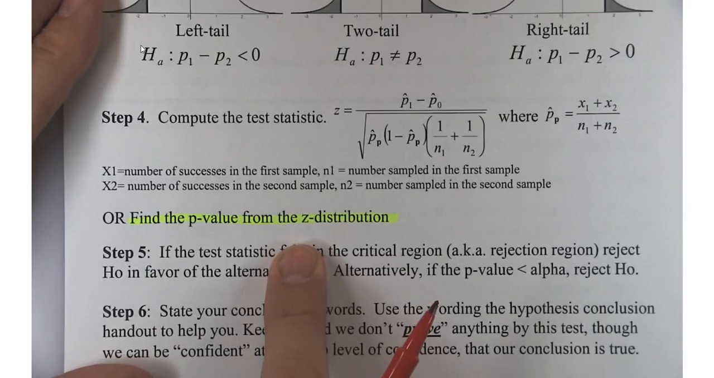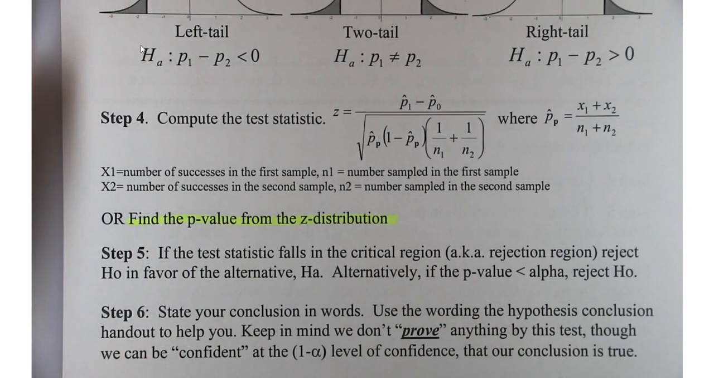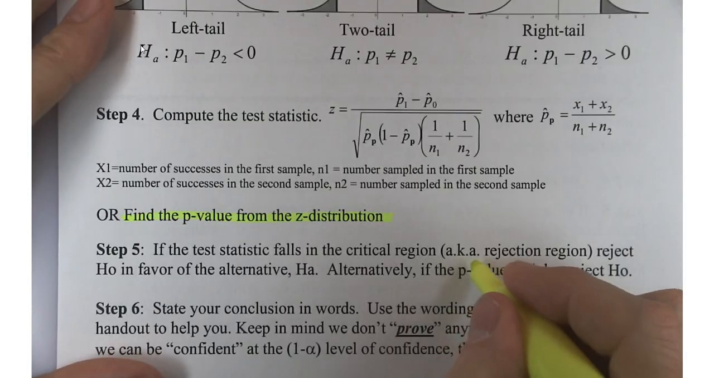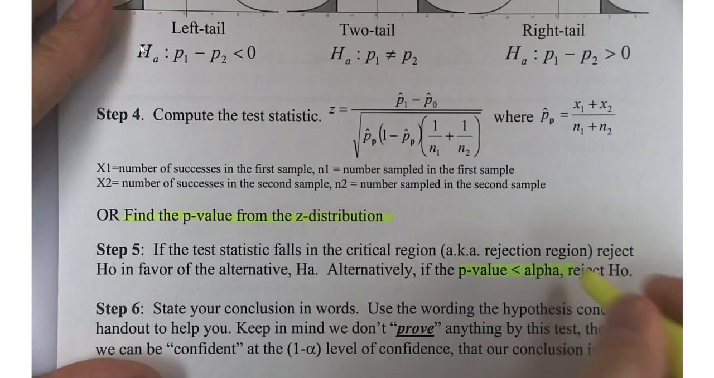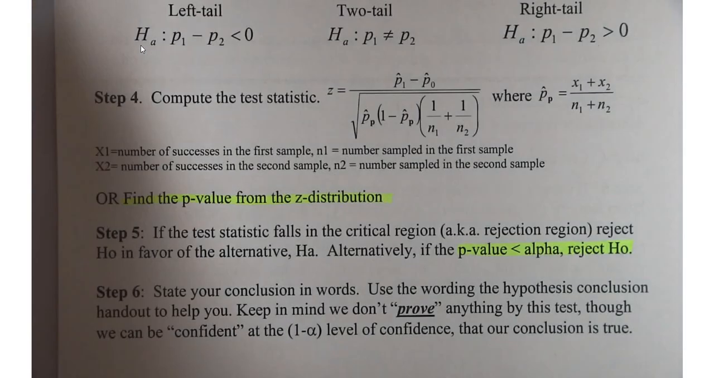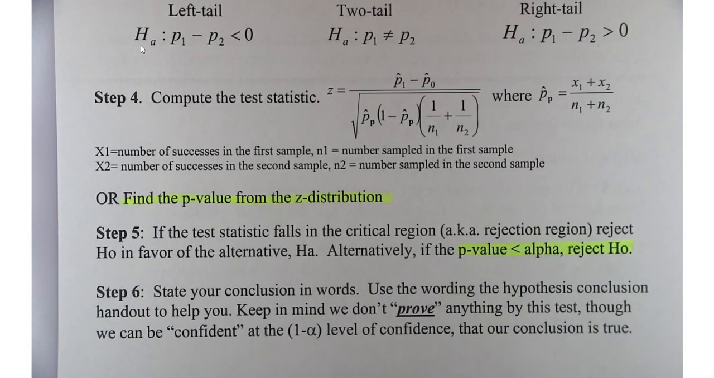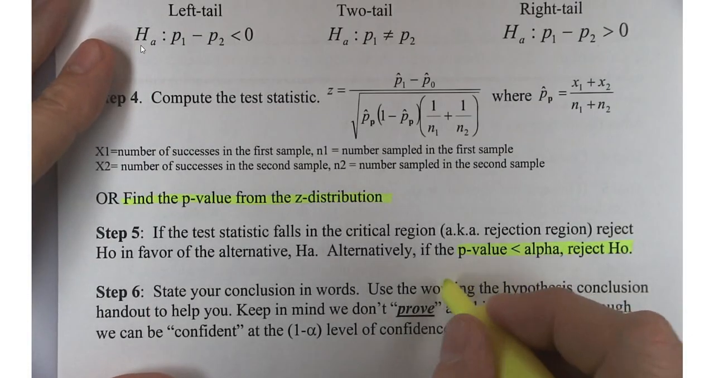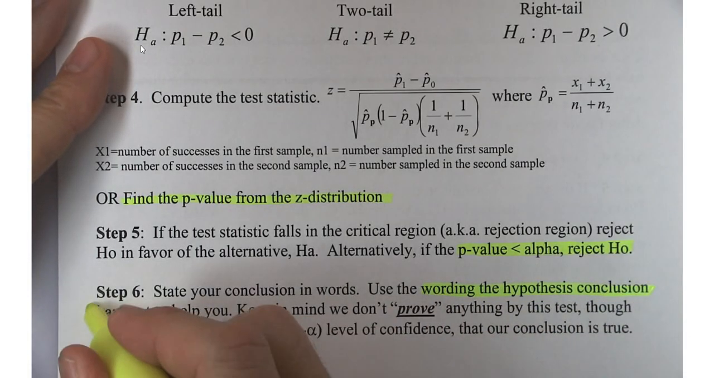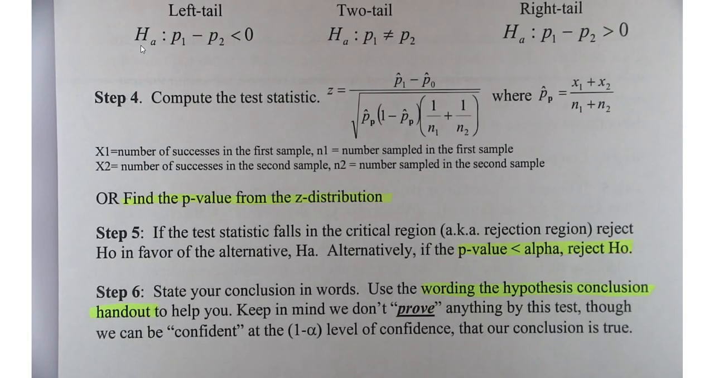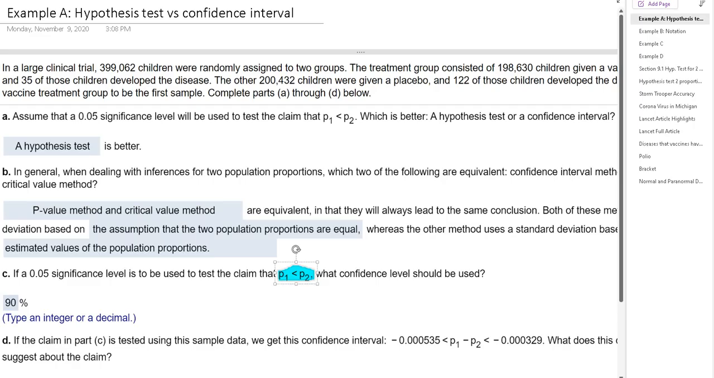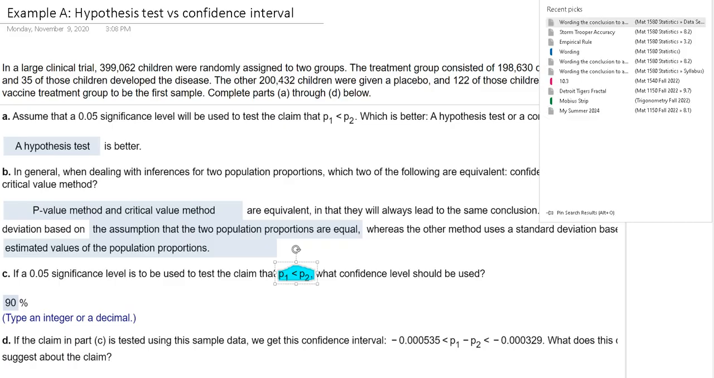Once you have a p-value, then you need to make your decision. So how are you going to make your decision? When do you reject based on the p-value? Yep, if p is less than alpha, then reject H0. Nice. After that, you're going to use your wording the hypothesis conclusion handout to finish this up. If you've lost yours, then you can get another one off of D2L. Just go to the content section and do a search for wording. You'll find it. So as a quick little reminder here, let's take a look at wording.